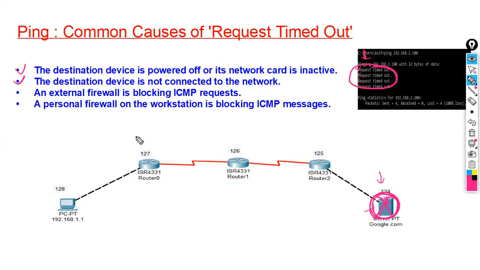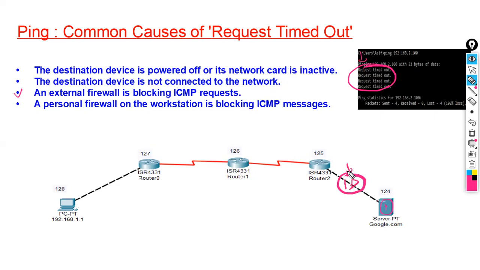Guys, the second possible reason is this server is not connected to the network, or there is a problem with the cable. Maybe the cable is broken. So we need to check the server first. If it is powered on, then we need to check whether this server is connected to the network or this cable is working fine or not. This is the second possible reason for getting the request timed out message. And guys, the third possible reason, we are having the firewall.